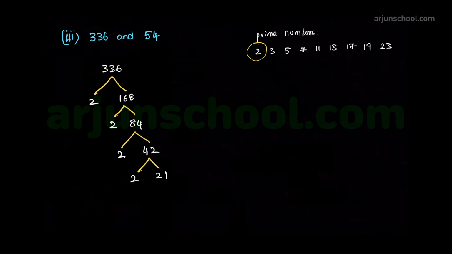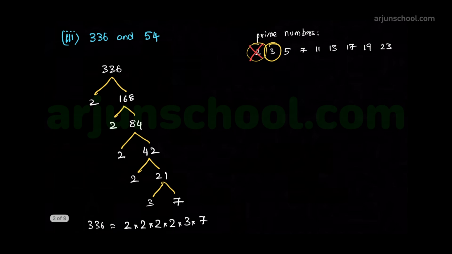21 is not an even number. Therefore it is not divisible by 2 anymore. Now check divisibility by next prime number 3. 2 plus 1 is equal to 3. 21 is divisible by 3. Divide 21 by 3. We get 7. 7 is already a prime number. Therefore we can stop the prime factorization of 336.